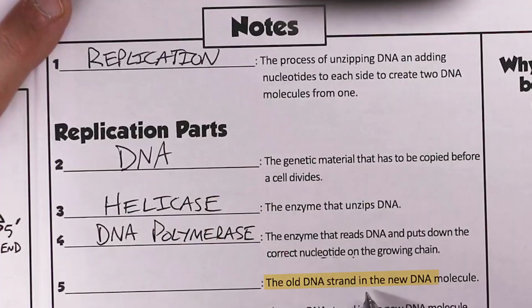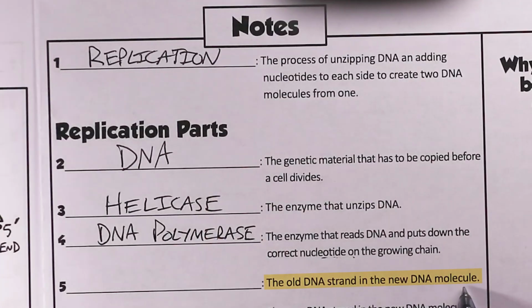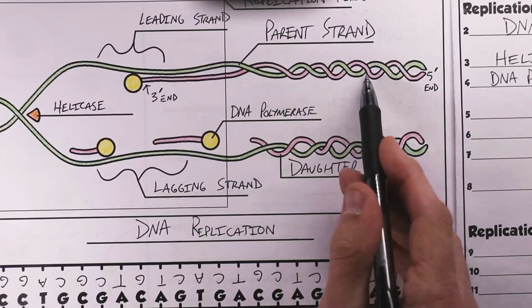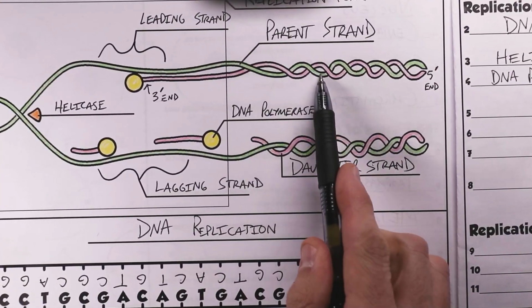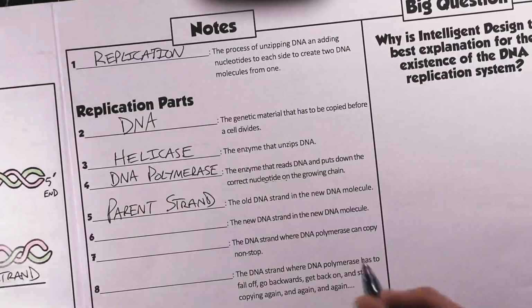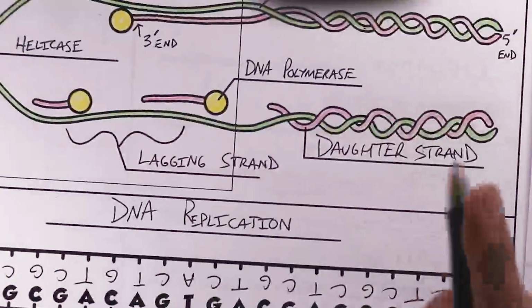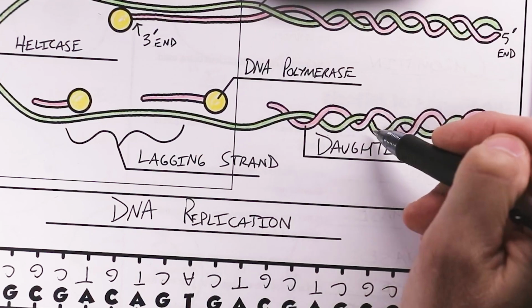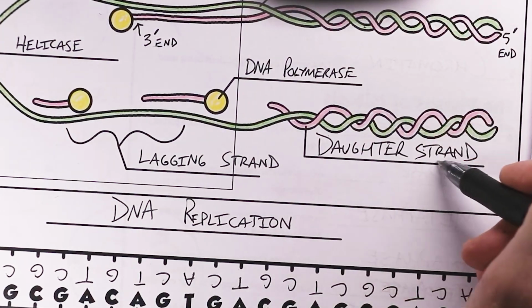The old DNA strand in the new DNA molecule. So we have two new DNA molecules that are being made, this one and that one. The old strand is the green one. It's called the parent strand. Okay? The new DNA strand, so look at both of these. They both have a green and a pink in them now. The green was original. The pink has been rebuilt. The pink one is called the daughter strand.